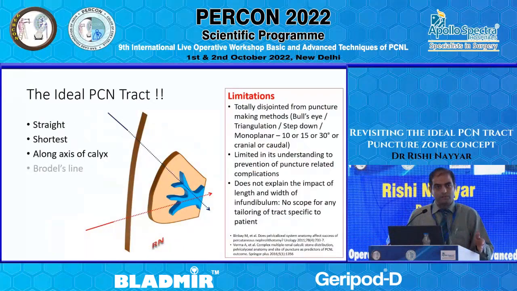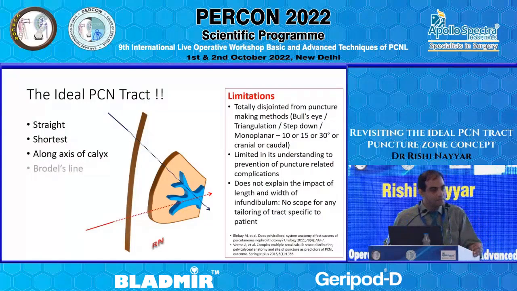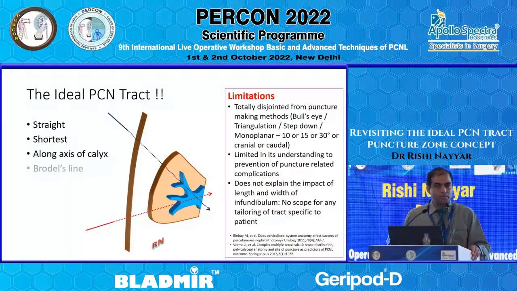So this is how we define the ideal tract in the current existing literature. It means the straight shortest tract which is along the axis of the calyx. The puncture along the Brodel's line is now a little bit in a gray zone because we puncture both the anterior calyces as well as the posterior calyces, particularly in the supine PCNL.